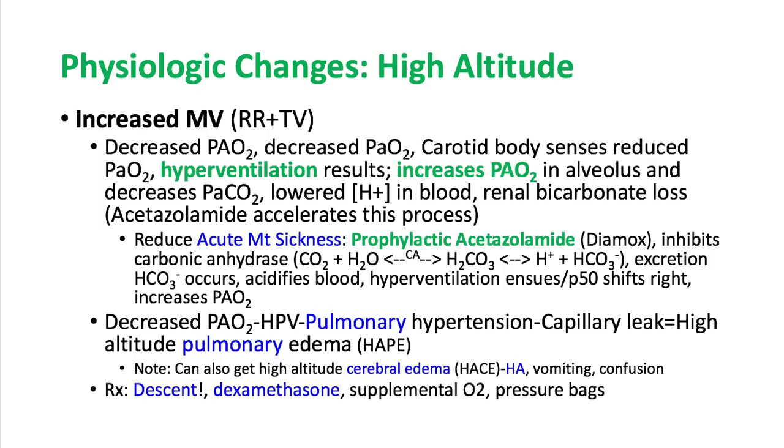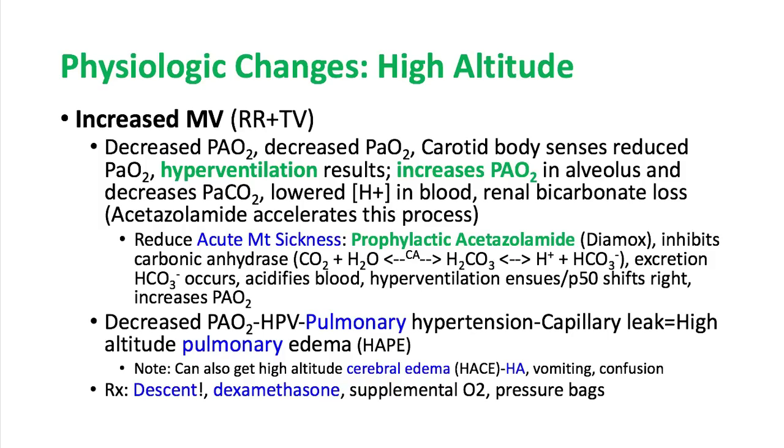and the body compensates by getting rid of renal bicarbonate, and over time we no longer can keep that hyperventilation up because we've compensated our acid-base status. And only for a short period of time can we have this hyperventilatory response to high altitude.